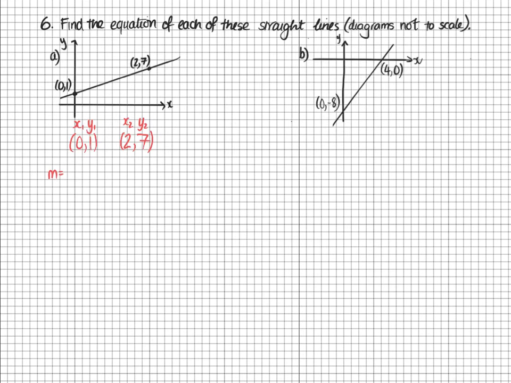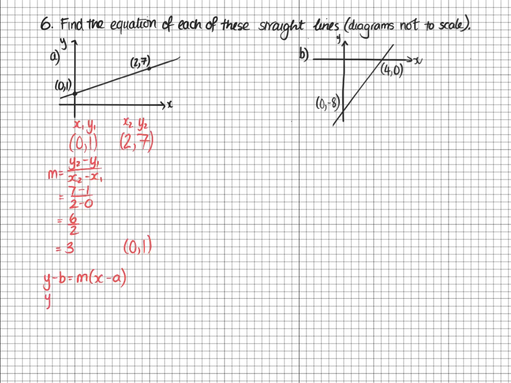So m is equal to y2 minus y1 over x2 minus x1. So we've got 7 take away 1 divided by 2 take away 0. We've got 6 on the top, 2 on the bottom, so our gradient is 3. So we've got y minus b equals m of x minus a. Let's use our 0, 1.